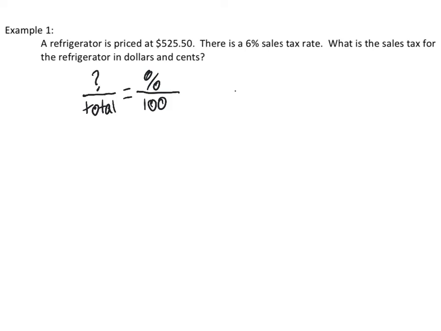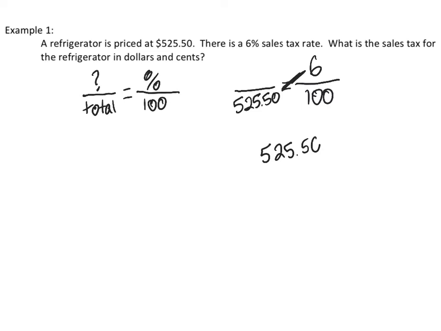So we're going to now fill in what we know. We know 6%, we know the 100, and we know the total of $525.50. Now we're going to cross multiply. So we get $525.50. We're going to multiply by 6. 0, and this is 30. We get 30 plus 3 is 33. We get 12 plus 3 is 15. We get 30 plus 1 is 31. And there's 2 decimal places, so I move the decimal 2.